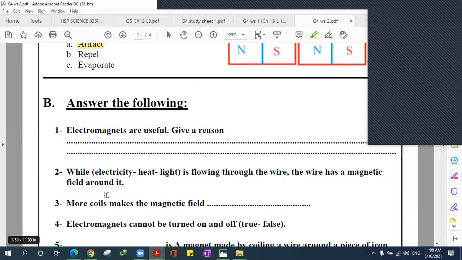Now I'll try to answer these questions because we only have 3 minutes. Electromagnets are useful. Give a reason. Jenna, can you give me the reason? Jenna, why are electromagnets useful? I can't hear you. Can you tell me why electromagnets are useful?